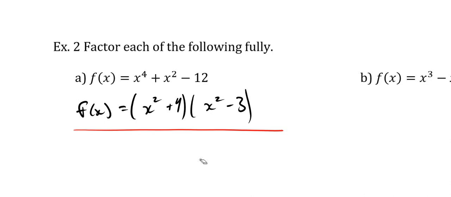Could we switch the signs? Well, if I did that, then when I did this, I would get negative 4 times positive 3 would give me negative 12, but negative 4 plus 3 would give me negative 1. So in this case, this is, I think, the only right answer, and so we're done.